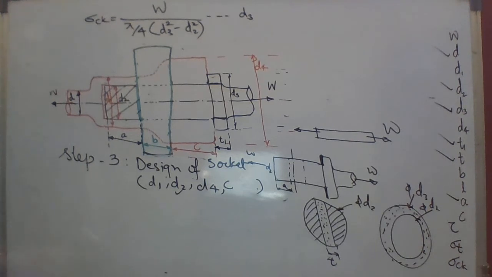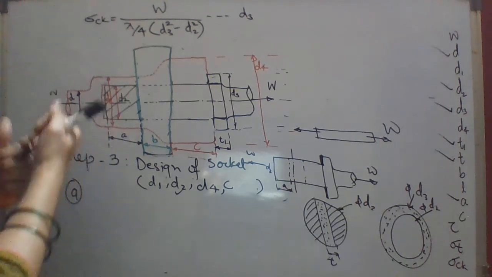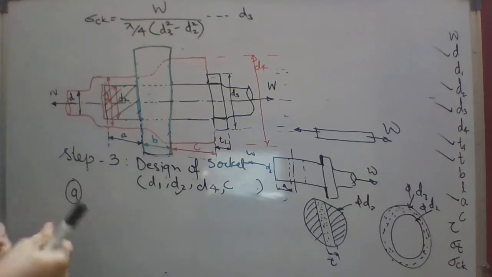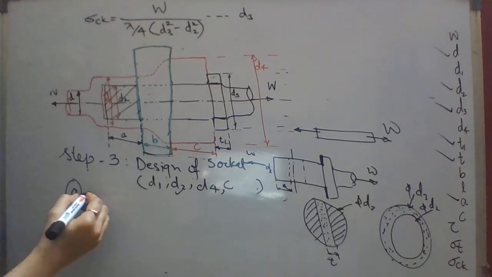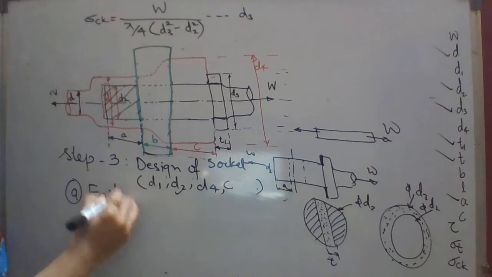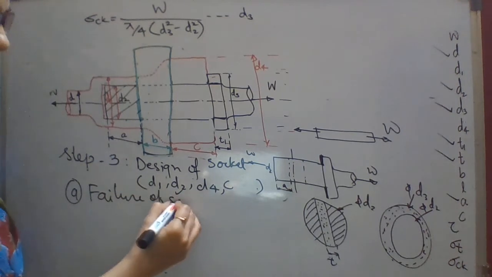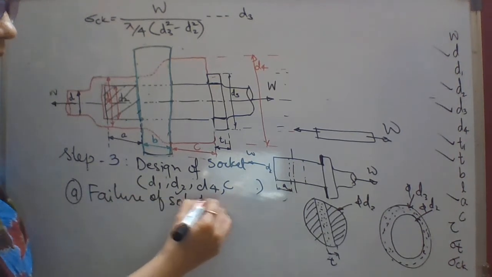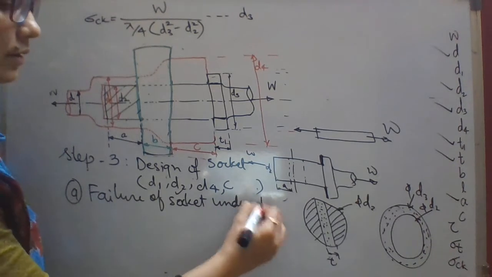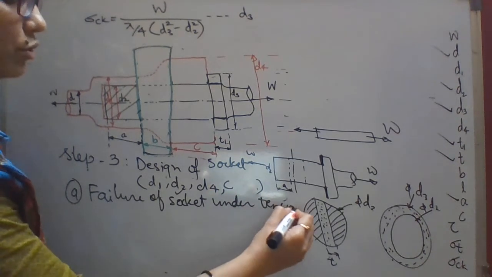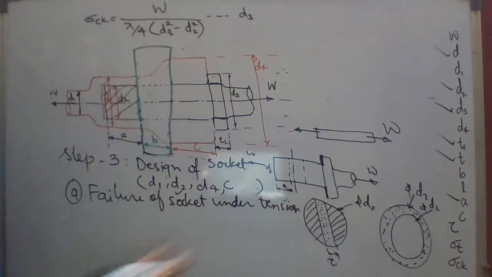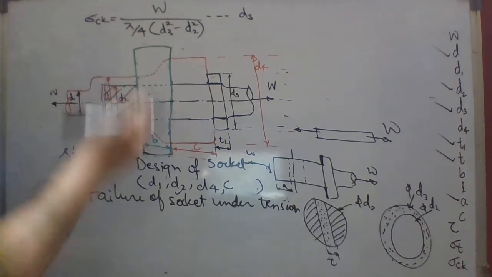Okay, so socket. First, the socket will also go under the action of tension because the complete loading on the joint is tension. So failure of socket under tension. What do we have to do? We have to see the area under the sections, under tension. Obviously that area will also be on the slot.